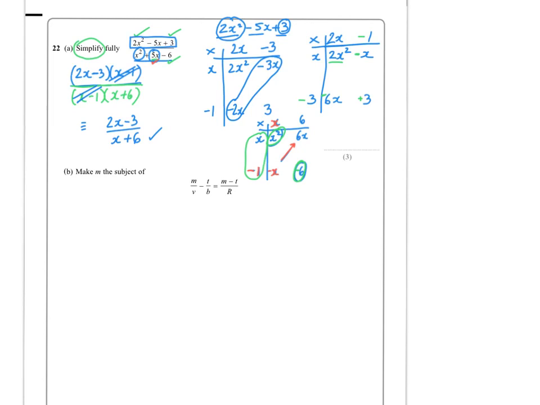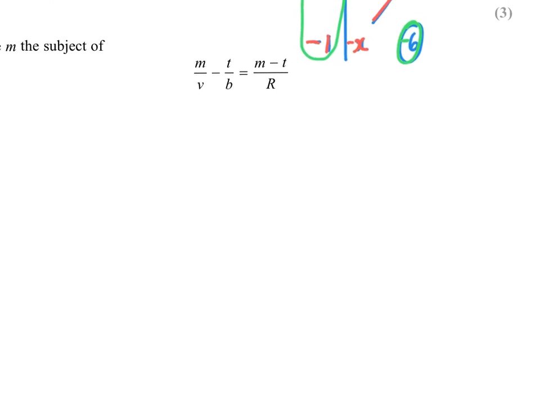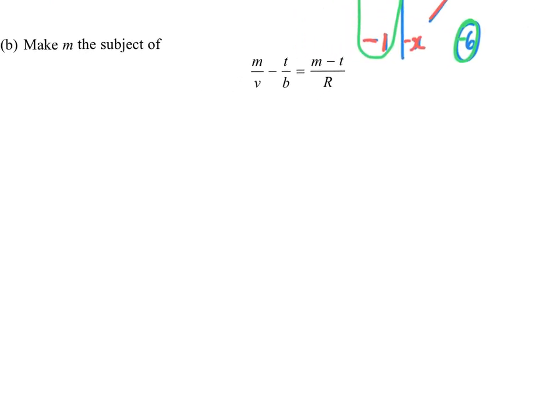So for this one, let's enlarge this a bit more actually, and we want to make m the subject of the formula. So let's put a circle around what we want. Somehow we've got to isolate the term in m and have m equals something. So let's write this out. We'll have m over v minus t over b equals m minus t all over r.